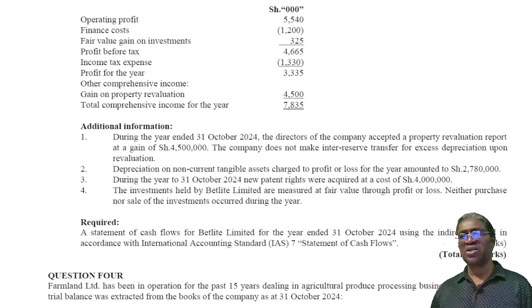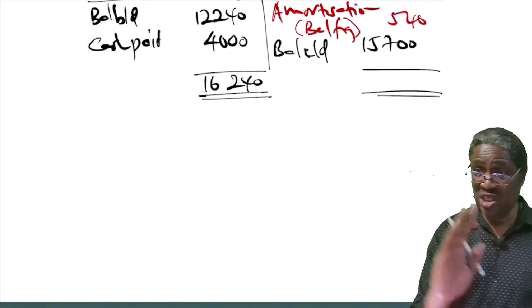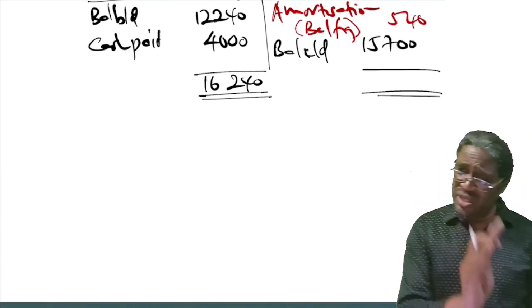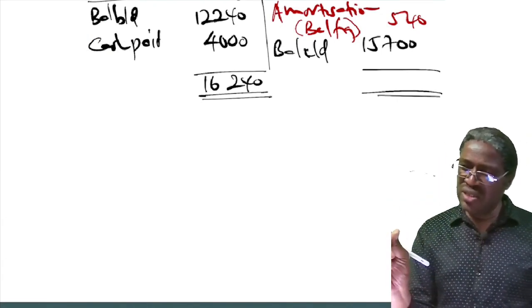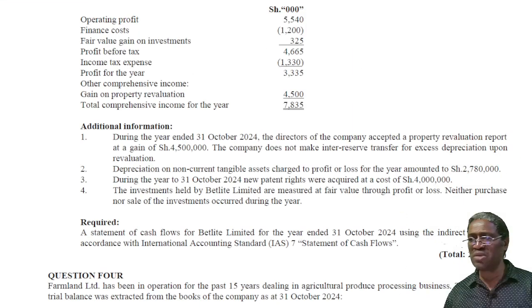No purchase, no sale. What does it mean? We had an investment last year, whatever it was, then we have another investment this year. Then they are just saying, if the investment last year, no, let me pick the balance sheet first, so that you can get my point.